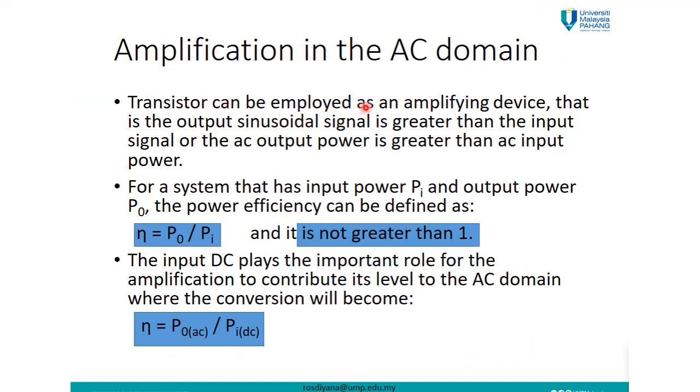Transistor can be employed as an amplifying device, that is, the output sinusoidal signal is greater than the input signal, or the AC output power is greater than AC input power. For a system that has input power P-in and output power P-out, the power efficiency can be defined as P-out over P-in, and it is not greater than 1. The input DC plays the important role for the amplification to contribute its level to the AC domain, where the conversion will become like this: P-out over P-in.